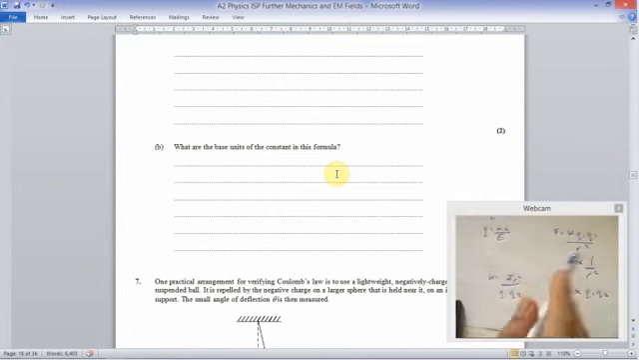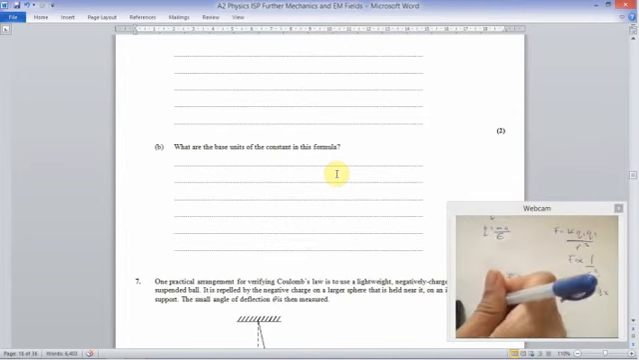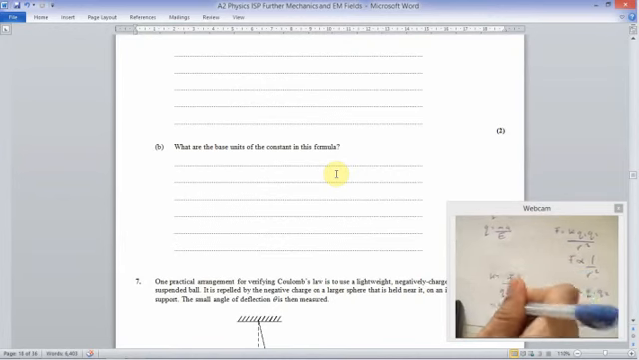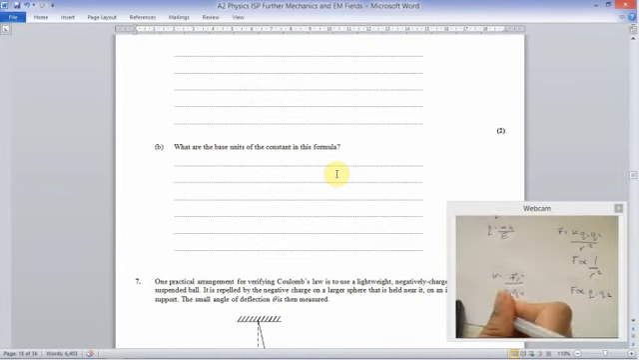Okay, so that's just a rearrangement of that equation there. So you've got your F, you bring your r squared up, you bring your k's underneath. Well, that is therefore newtons meters squared over coulombs squared, because that's coulombs times by coulombs. So newtons we know is kilogram meters per second squared in base units from F equals ma. You should remember that from AS physics.